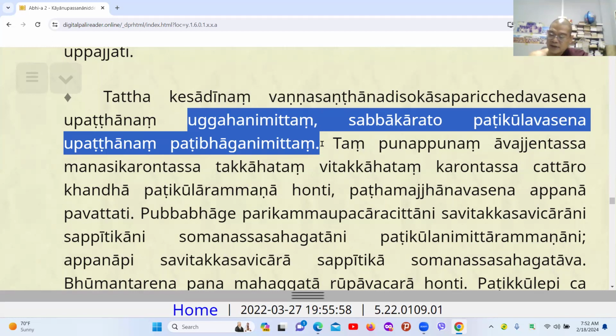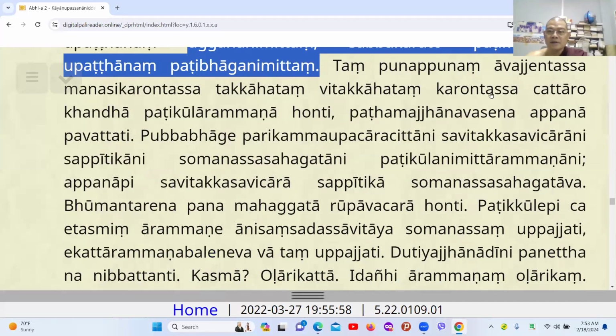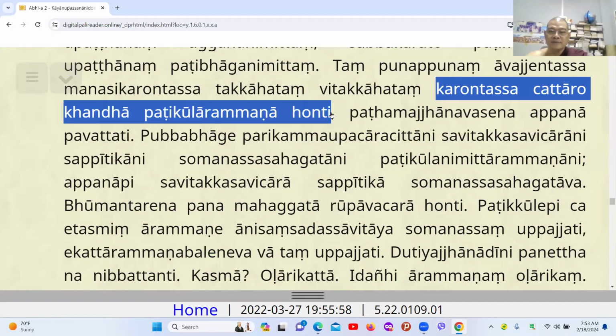The four khandas will appear as repulsiveness as the object. All the whole khandas here, the four khandas, will appear as repulsiveness. Not only the 32 parts of the body now, but the whole body.